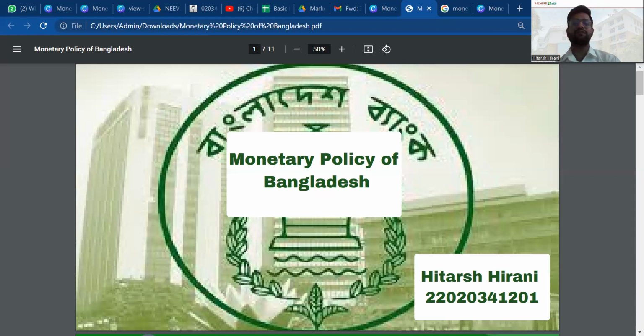The monetary policy of Bangladesh is monitored by three various instruments, such as open market operations, reserve requirements, and interest rates. Open market operations. Open market operations involve the buying and selling of the government securities in the market to influence the money supply in the economy.